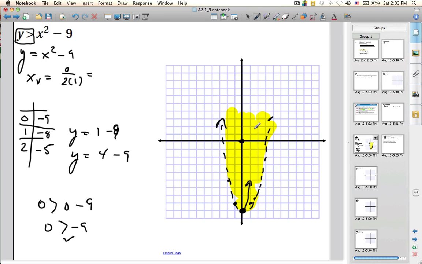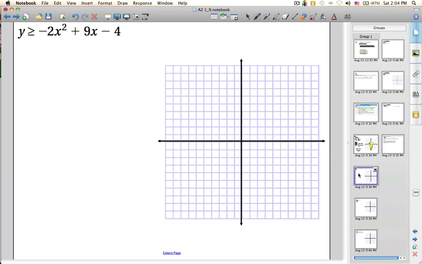Okay? So that's the extra step you've got, is determining whether or not the line is solid or dotted, and then shading either inside or outside the parabola based on some form of a test. Okay, let's go ahead and do another problem.